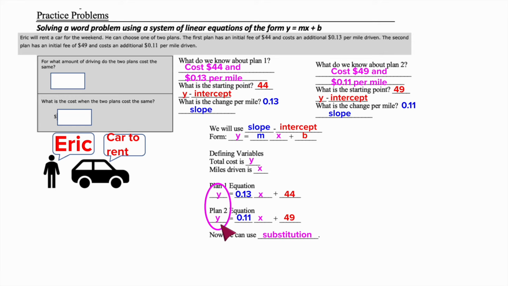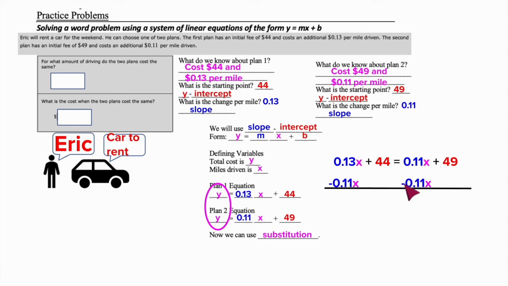Okay? The two plans won't always equal the same. There's only one point at which they will equal the same thing, a certain number of miles where they will be equal. So we want to know at what point will they be exactly the same. When will 13 cents per mile plus $44 be the same as 11 cents per mile plus $49? Okay, so now that I have this written, I use my substitution.